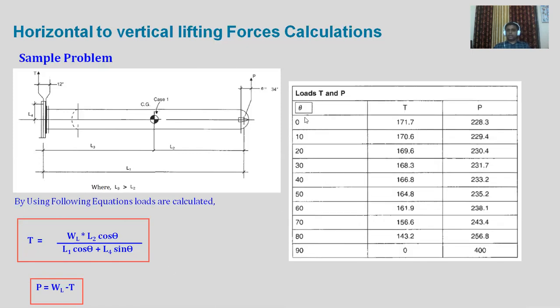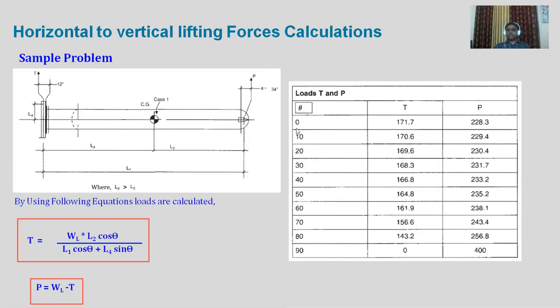So now at various angles, if we look over here, the CG is at L3 distance, you can see marked over here. L3 is more than L2, so the CG is shifted towards the lifting lug. If the CG is towards the lifting lug, then the load on the lifting lug will be more at the time of lifting and on the tailing lug will be lesser.